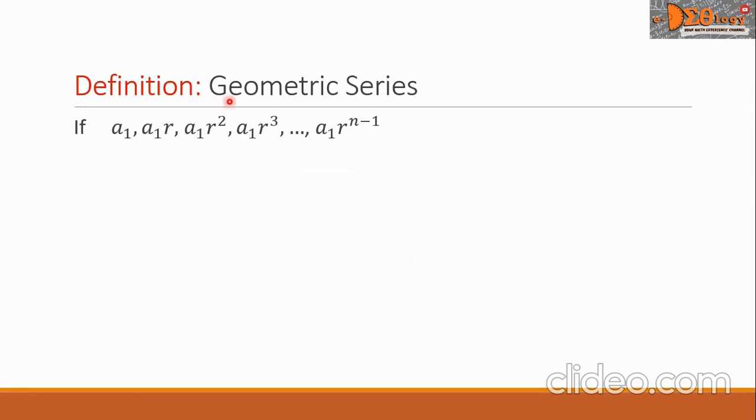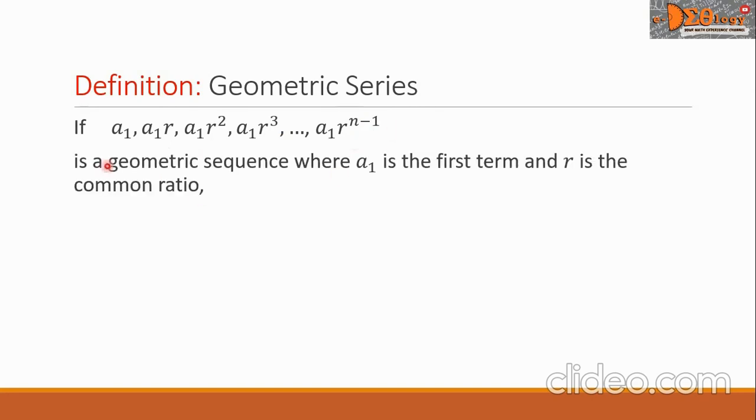First, let us define geometric series. If a sub 1 is the first term, the second term will be a sub 1 times r. The third term is a sub 1 r squared. The fourth term is a sub 1 r cubed. Up to the last term, a sub 1 r raised to n minus 1, is a geometric sequence where a sub 1 is the first term and r is the common ratio.